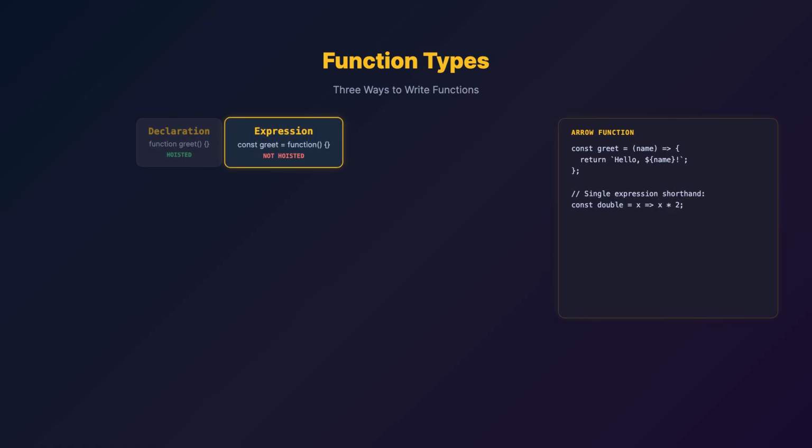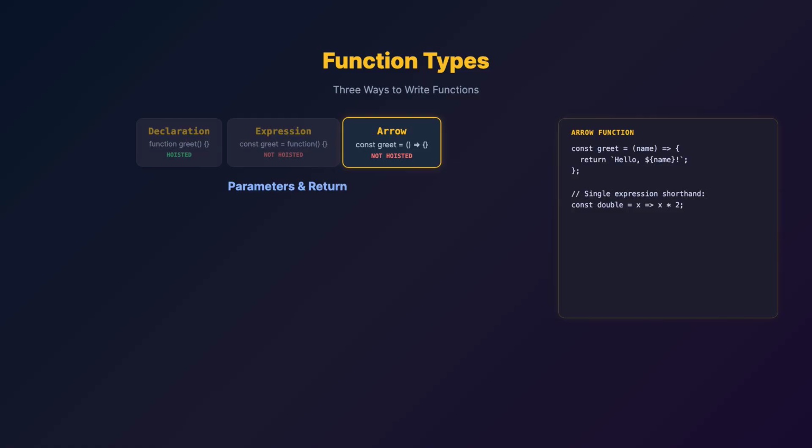A function expression assigns a function to a variable. Const greet equals function parentheses curly braces. Expressions are not hoisted. You must define them before you call them. If you try to call an expression before its definition, you get an error.